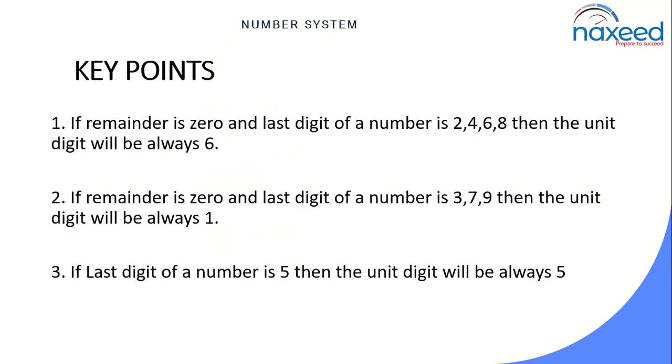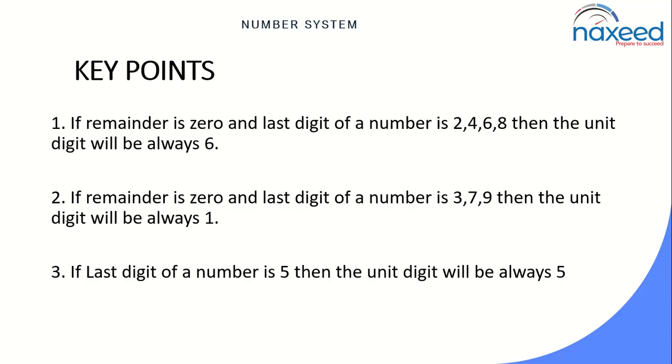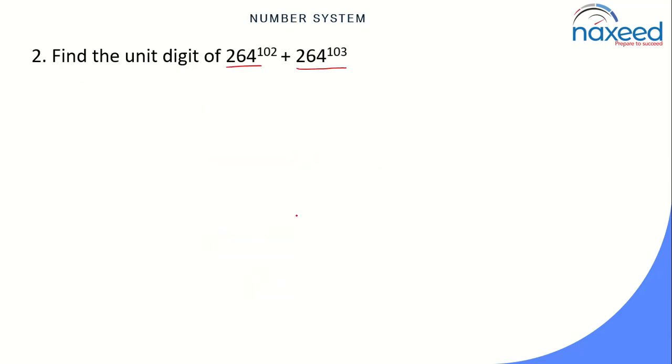If I show you in that table, see, the cyclicity of 4 is 2. Yes or no? Because in power 3 we are getting 64, once again I am getting this 4 in the unit place. So after power 2, the cycle is repeating for 4. That's why the cyclicity of 4 is 2. Correct? Now, for this question, the cyclicity of the last digit is 2.